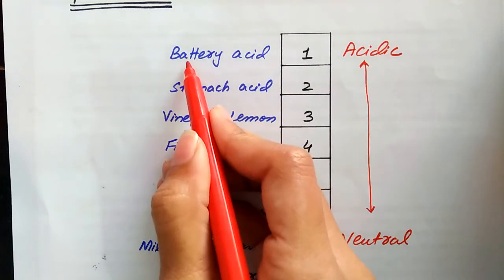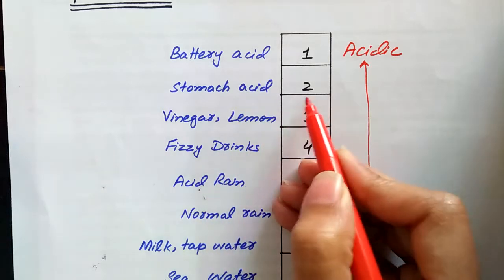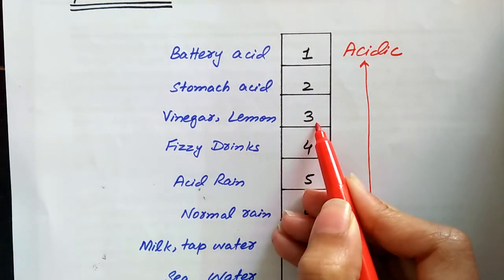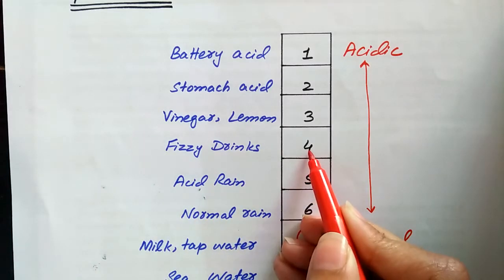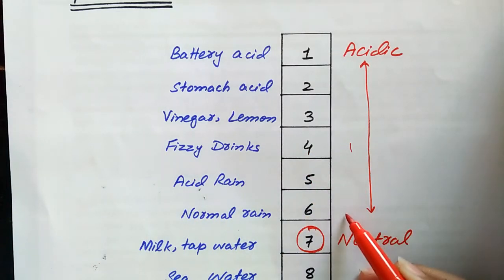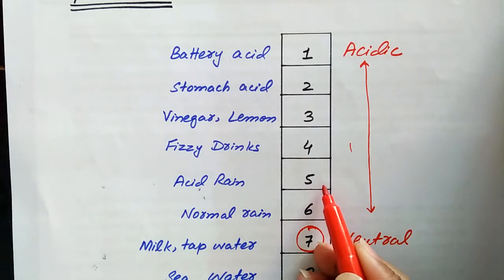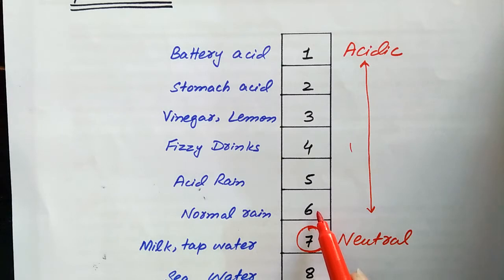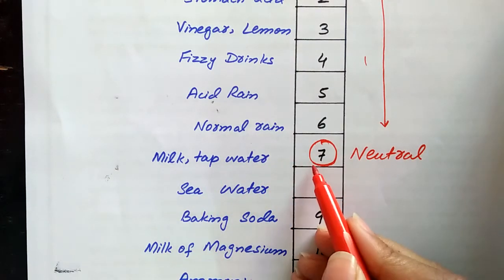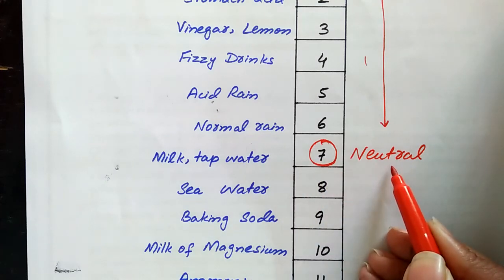At number 1, we have battery acid. Then stomach acid has pH 2. Vinegar or lemon have pH 3. Fizzy drinks have pH 4. We are moving towards less acidic. Acid rain normally has pH 5.5 and normal rain has pH 7, while milk or tap water basically have pH 7, which shows the neutral nature.